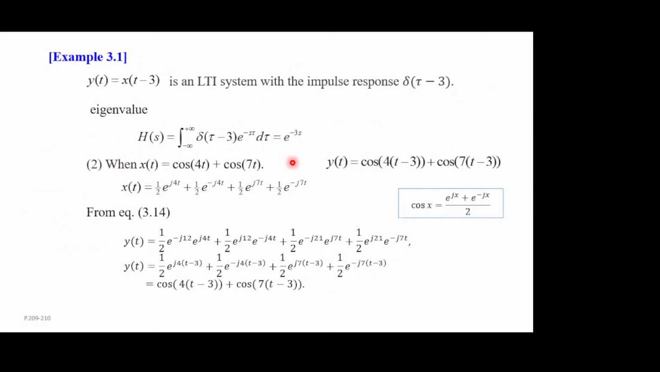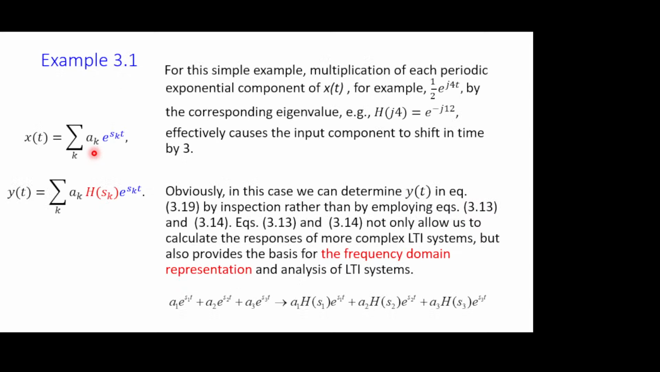And obviously for this system, it's easier to just plug in the definition to get the output. But for a more complicated system, or a system expressed in a different form, we'll see that this eigenvalue expression, expressing the system in terms of this big H of s, is very useful. This kind of representation we call a frequency domain representation of an LTI system. Any question?